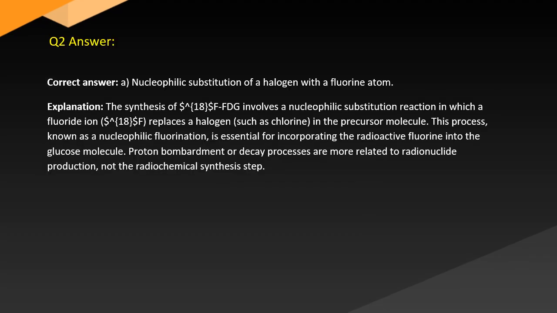Answer. Correct answer A. Nucleophilic substitution of a halogen with a fluorine atom. Explanation. The synthesis of 18F-FDG involves a nucleophilic substitution reaction in which a fluoride ion, 18F, replaces a halogen such as chlorine in the precursor molecule. This process, known as nucleophilic fluorination, is essential for incorporating the radioactive fluorine into the glucose molecule. Proton bombardment processes are more related to radionuclide production, not the radiochemical synthesis step.